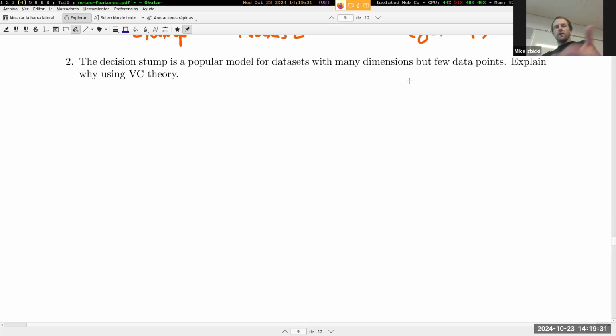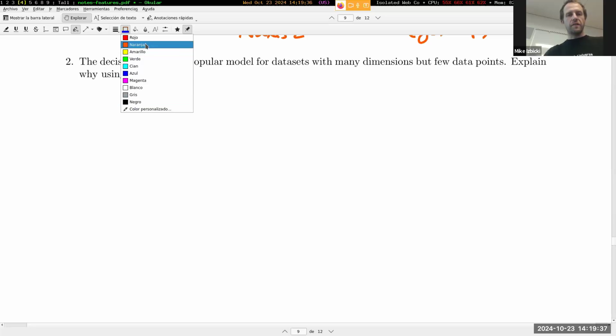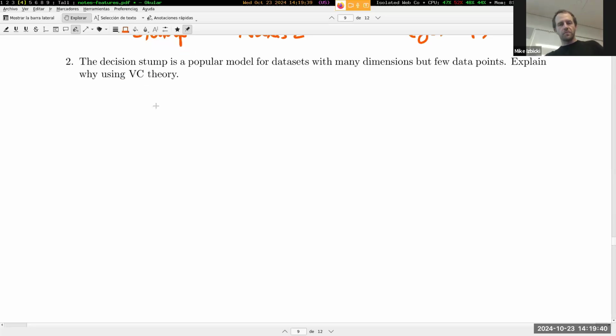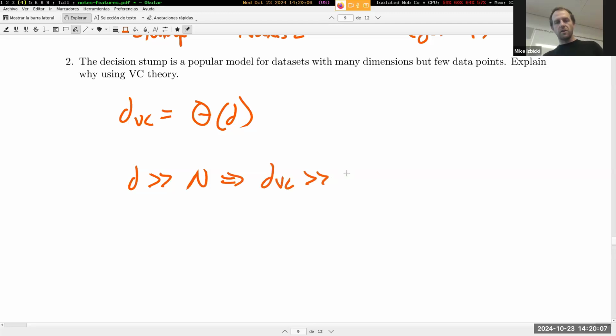Okay, so for many dimensions but few data points, explain why using our VC theory. If we have many dimensions, our dVC again is proportional to whatever our dimensions are when using the perceptron hypothesis class. I'll write it using the theta notation: dVC equals theta of D. And if D is much, much larger than N, that implies also that the dVC is much, much larger than N, which implies that our generalization error is going to be very high.